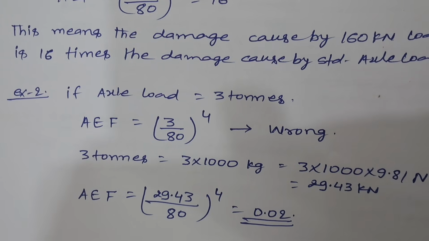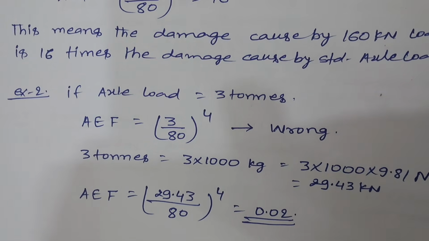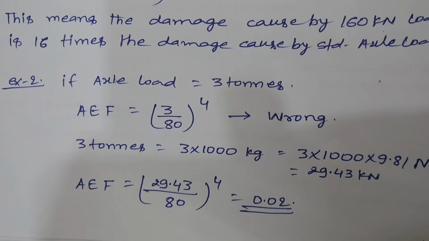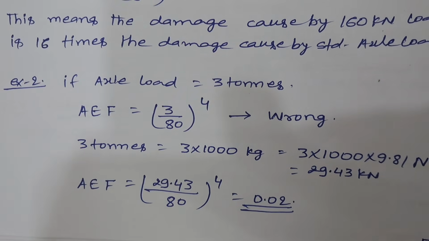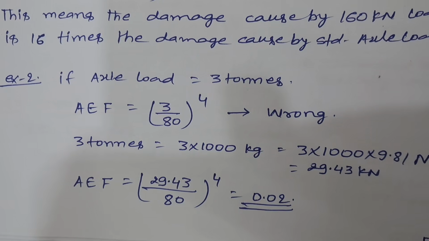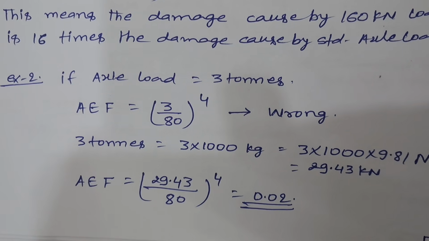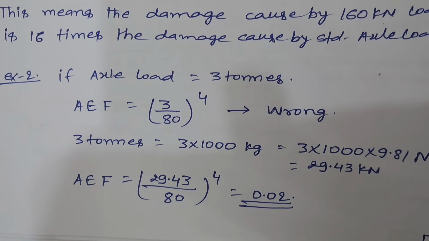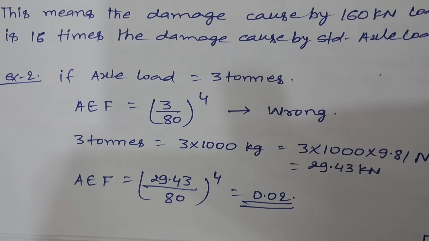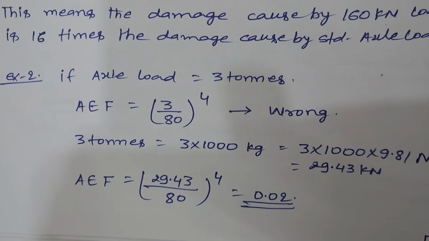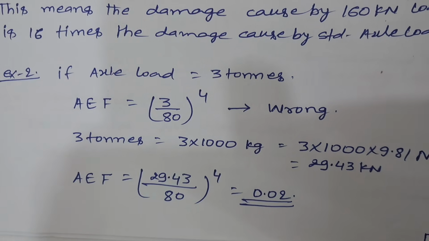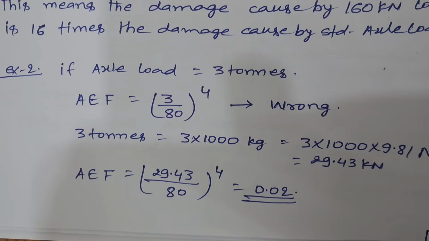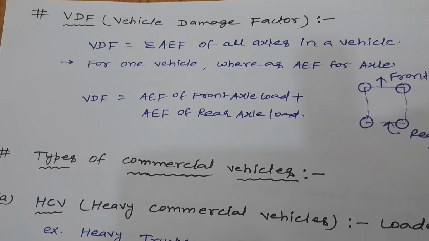Then how to convert 3 tons into kilonewton? If you multiply 3 by 1000 it will become kg, and if you multiply by 9.81 it will come in newton, and again if you divide by 1000 it will come in kilonewton. So 3 tons is equal to 29.43 kilonewton. Now AEF is equal to 29.43 divided by 80 to the power 4. So it will come 0.0.